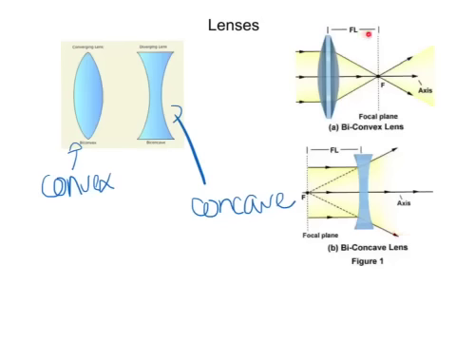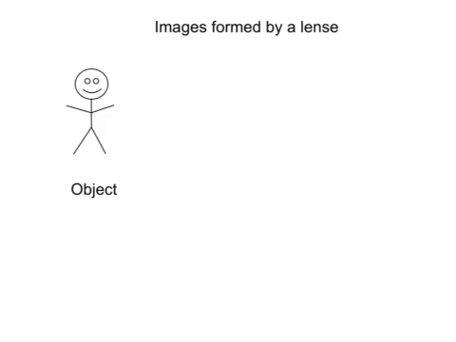The distance between the lens itself and the focal point, the point where the rays of light meet up for the lens, is called the focal length. So it says FL here, that's the focal length, the distance between the two. So here's my object, our stick man over here.